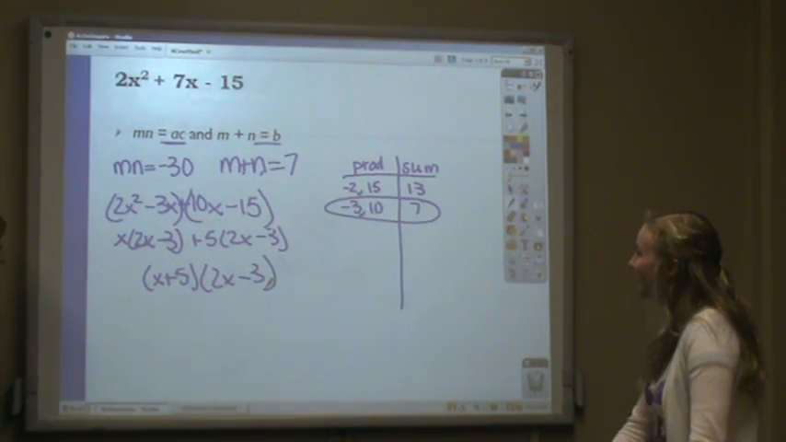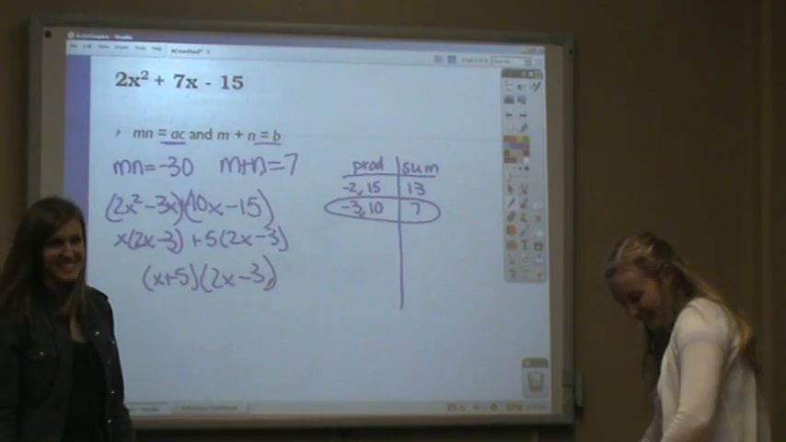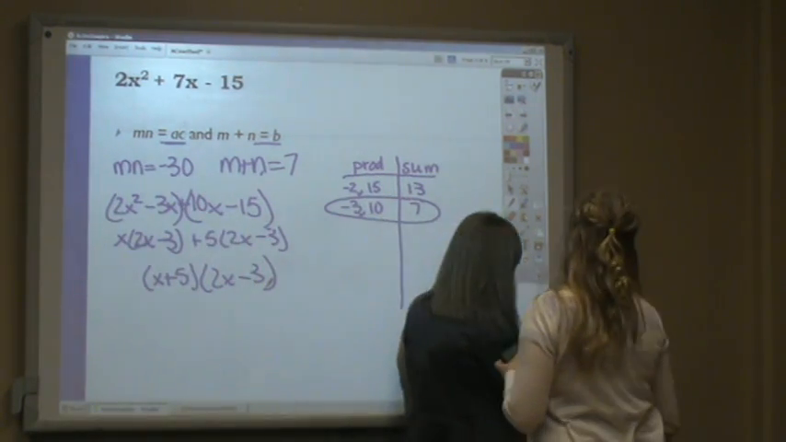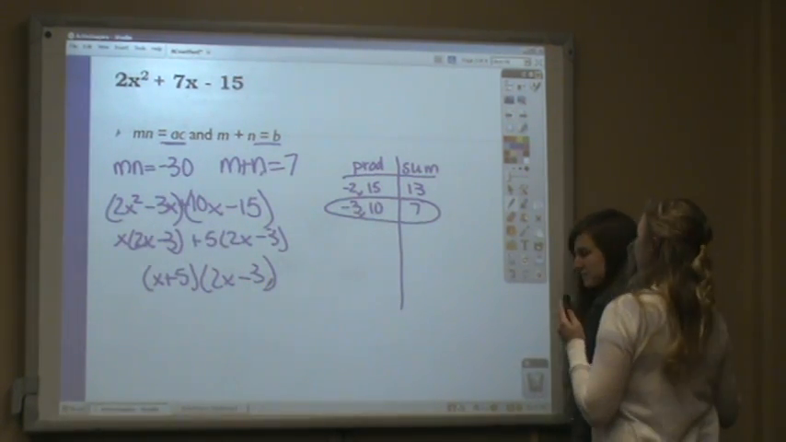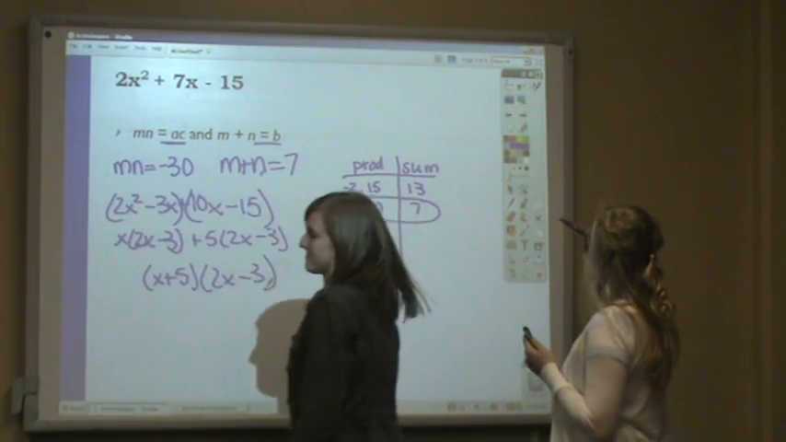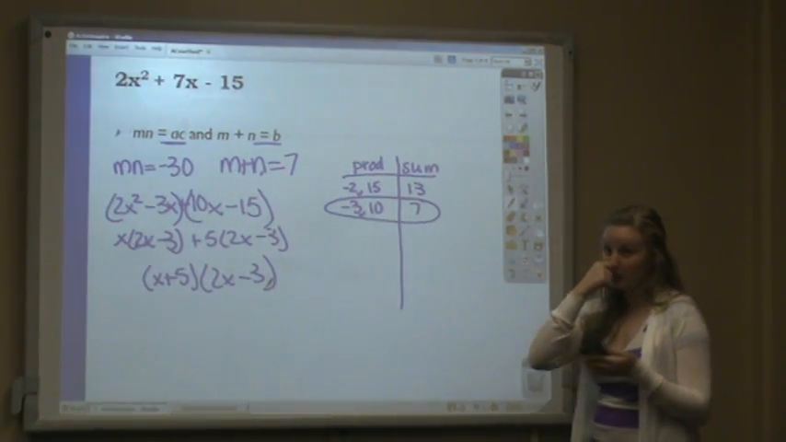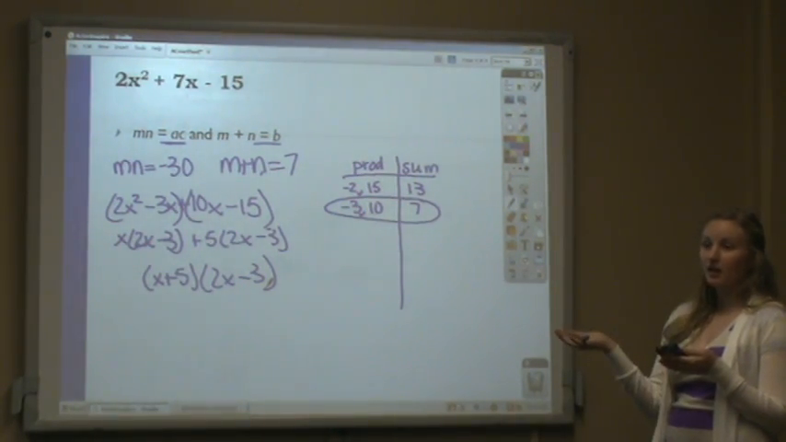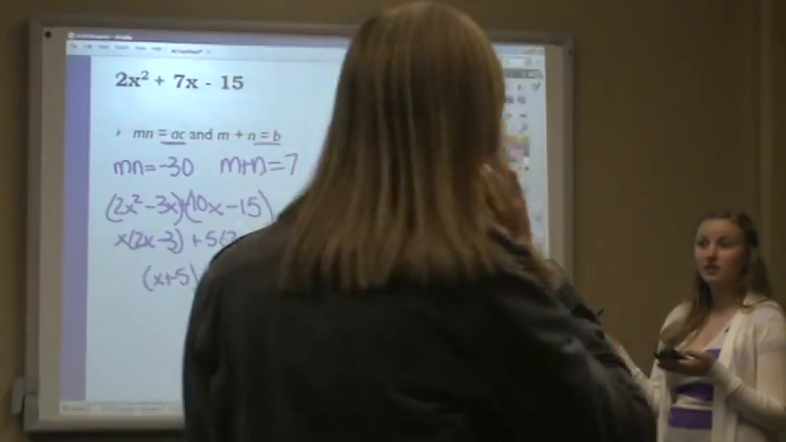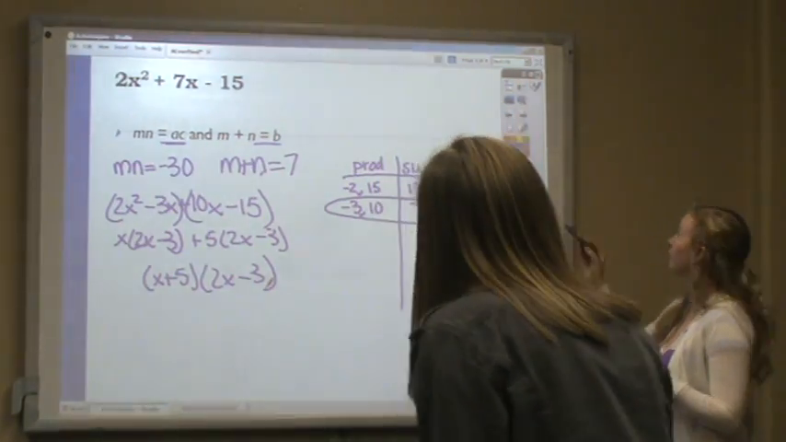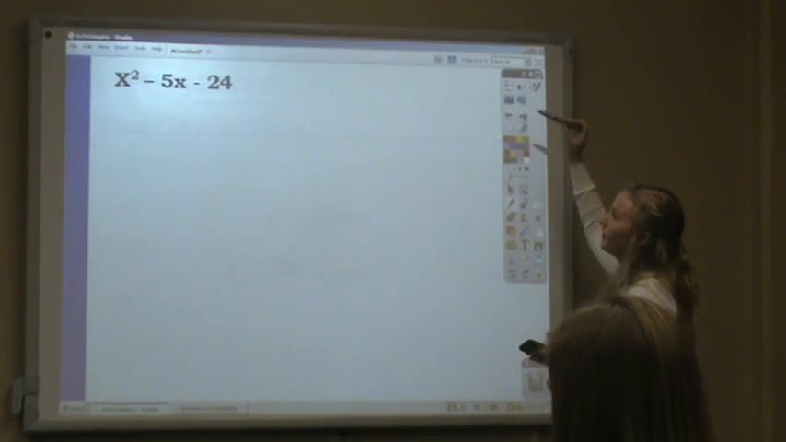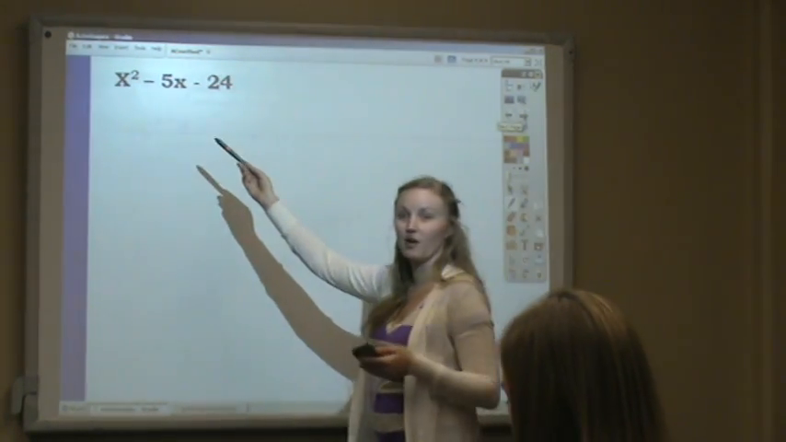Looking good. Any questions? I'm not done yet, but we're gonna look at one more thing. Since we looked at trinomials with a value of A that's not 1, we're gonna go ahead and look at what it would be if we had a value of 1.